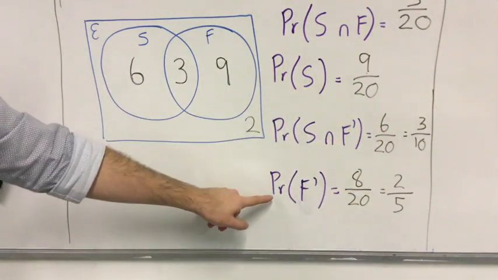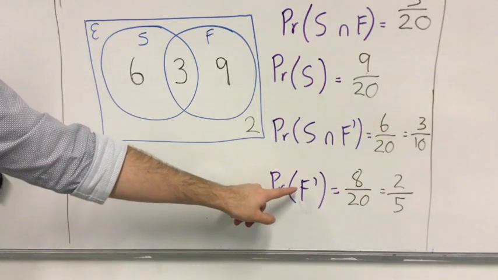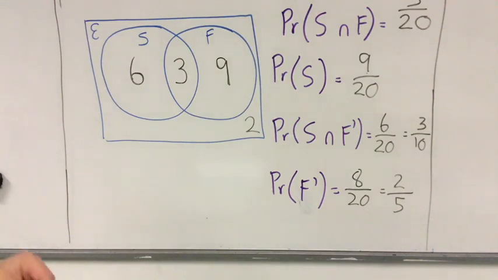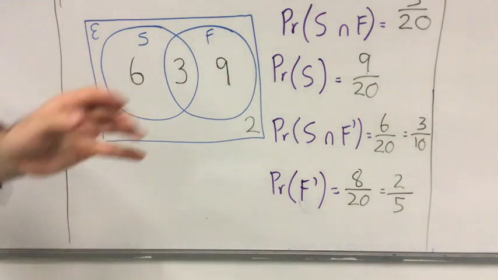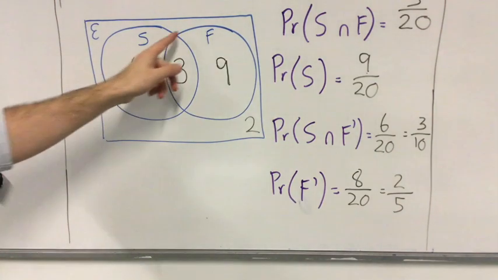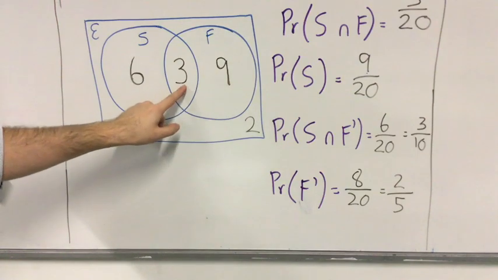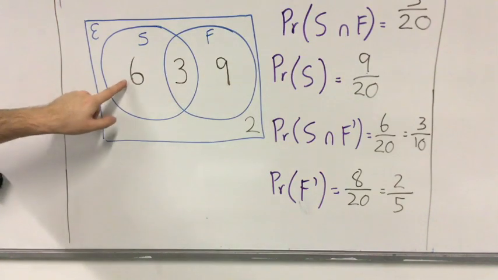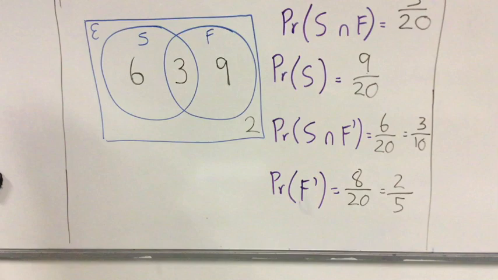The last one says they do not play football. So that means count everything that is not in the F circle. So here's the F circle. Don't count the 9, don't count the 3. Count everything that's not in the F circle. That's the 6 and the 2. There's your 8 and it's simplified.